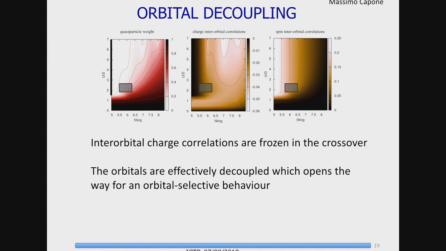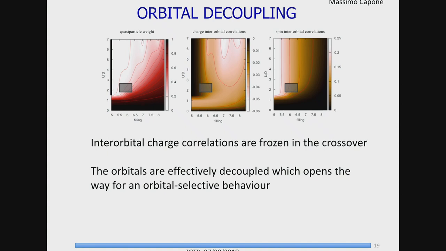Now, this is the same plot as before, just cut from 5 to 9. What I want to draw your attention to is this other important quantity. These are the charge interorbital correlations. So I'm looking at the correlation between the densities of 2 electrons in different orbitals. And basically, the point is that these are frozen, which means black, when I enter this region. So this means that when I enter this state, which is dominated by the Hund's coupling, and I have this resilient metal which doesn't want to die, the fluctuations between different orbitals are frozen.